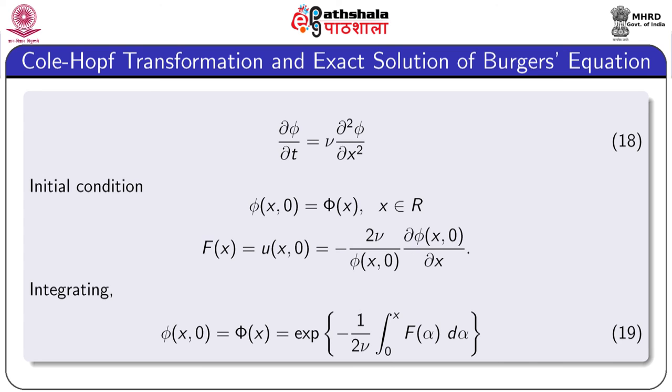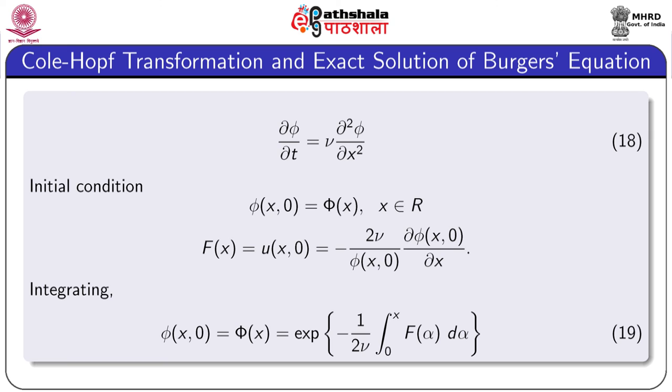Let phi be described at time t equals 0 by the function capital Phi. But we have the value of u at the initial point t equals 0 as capital F. Now, we are going to establish the relation between the function capital Phi and capital F. So, capital F(x) equals u(x) at time t equals 0. That equals, in terms of phi, minus 2 nu by phi, ∂phi/∂x at time t equals 0. So, from this equation, if we integrate, we can obtain the value of phi(x,0) equals e to the power minus 1 by 2 nu times the integral of F(alpha) d alpha, which is written in equation number 19.